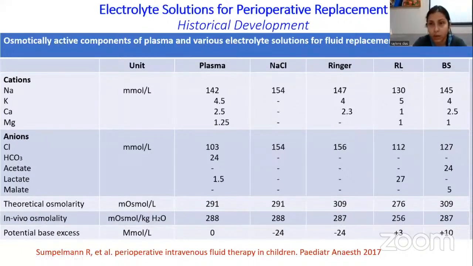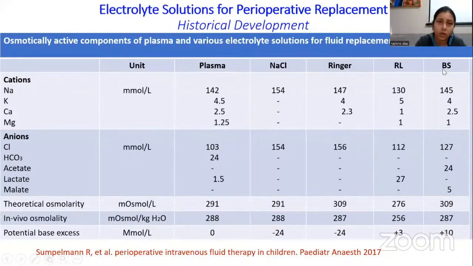So this is the same as Hartmann's solution. Here you have sodium, which is slightly less than that of plasma. You have potassium, calcium, magnesium, there is chloride, which is lesser or almost the same, and then you have lactate. Here lactate is used as a precursor of bicarbonate. You cannot actually add bicarbonate in these solutions because it's an unstable anion, so you need to give precursors. In RL, lactate is the precursor and that is converted to bicarbonate by the liver. The in vivo osmolality of Ringer's lactate is slightly hypotonic compared to plasma, but it has a positive base excess.